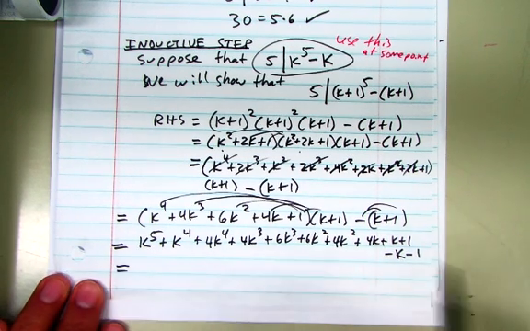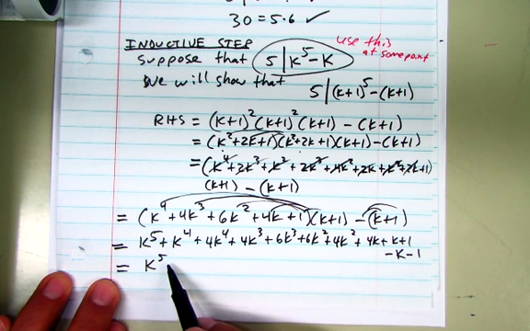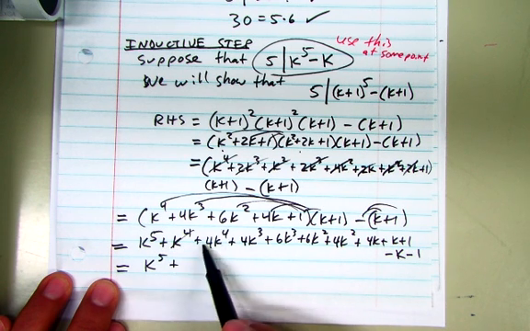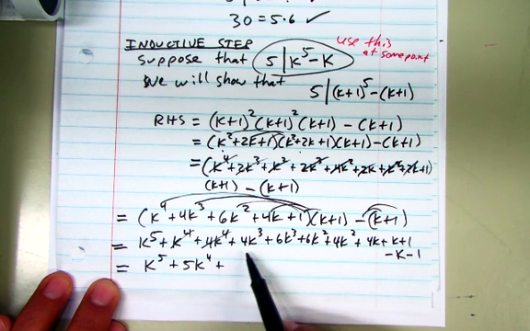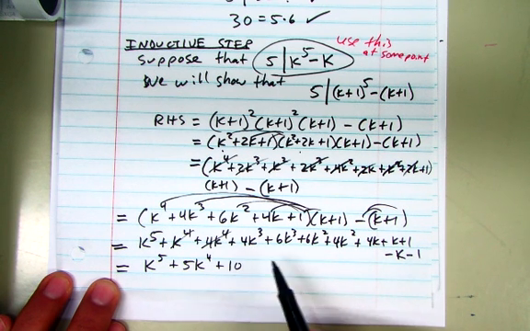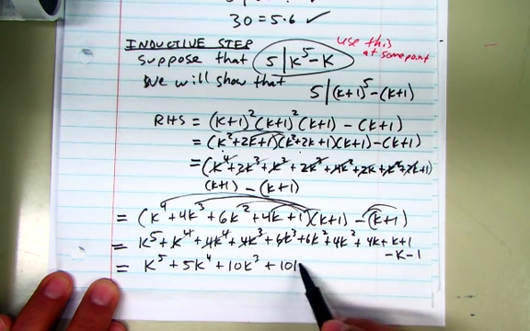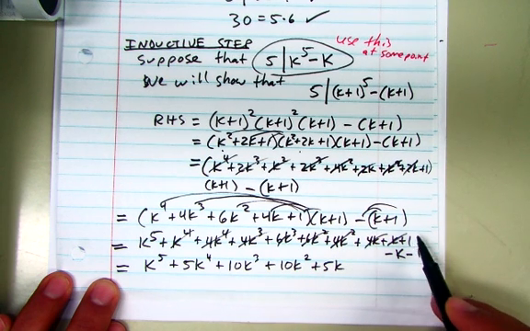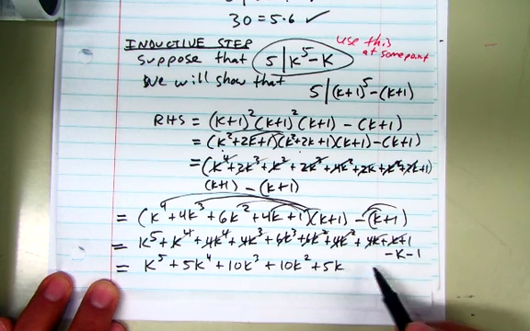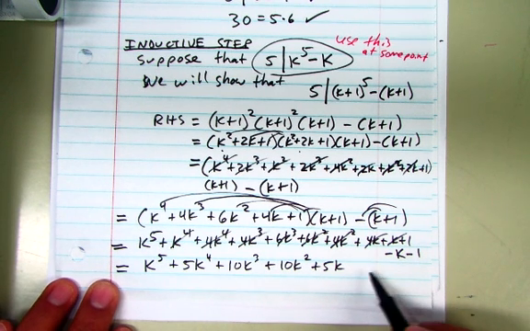Alright, let's combine everything I got. k to the 5 is the only one that's to the 5th. What about k to the 4? There's 5 of them? Okay. Plus 10k cubed, 10k squared, 5k, and then minus k. So that's 4k.